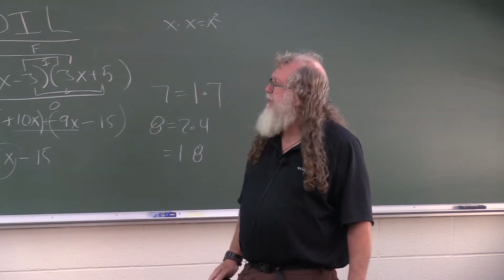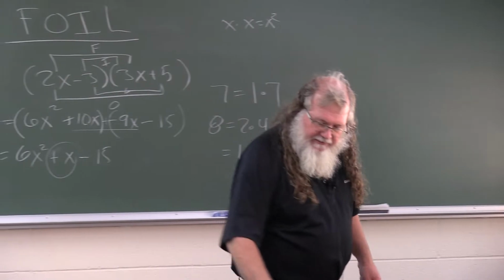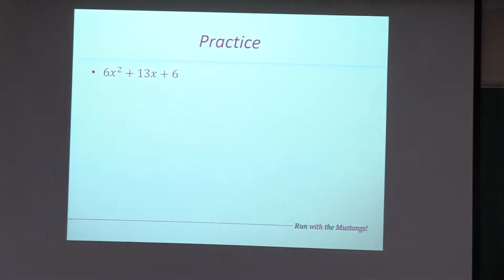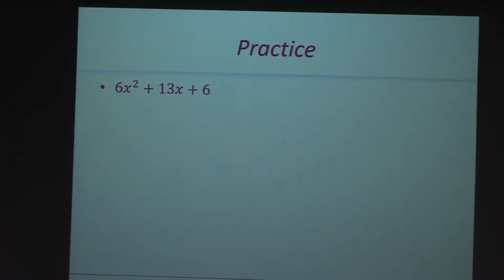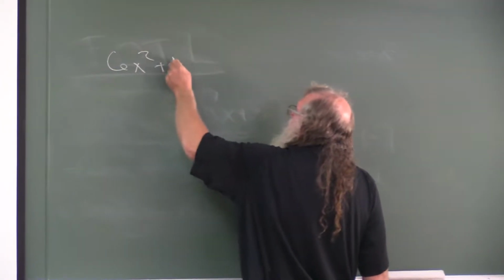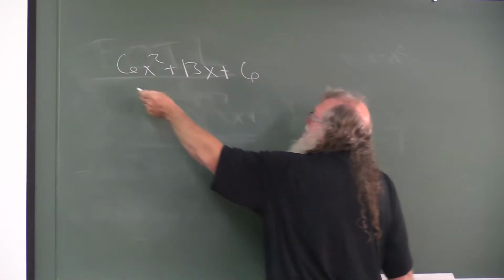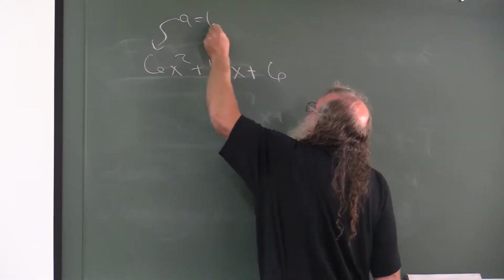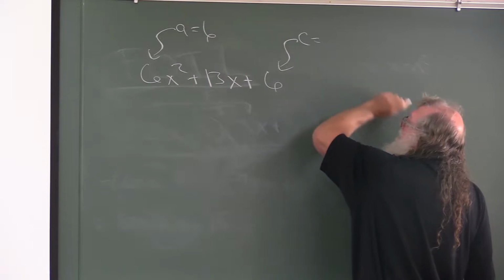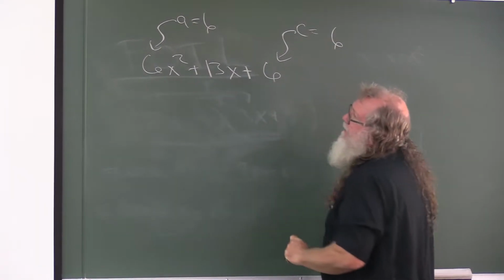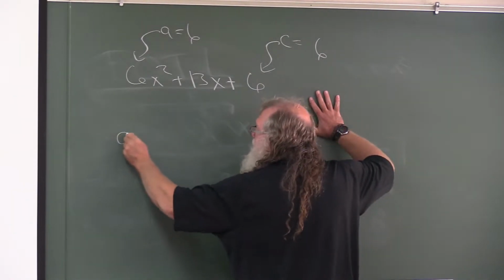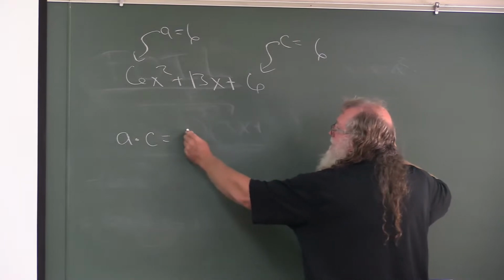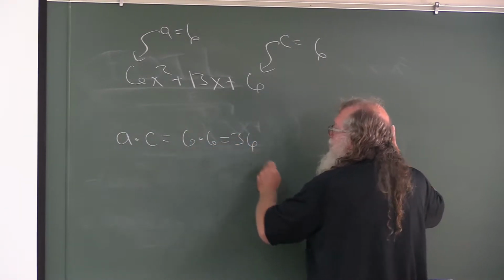Okay, so let's take our first practice problem: 6x squared plus 13x plus 6. The first thing I'm going to do is make sure we identify our A, B, and our C. So we have 6x squared plus 13x plus 6. Let's recall, this is our A, this is our C, and our A is 6. For some reason I thought it was 13 there. Okay, so the first thing we do is compute A times C. 6 times 6 is 36.